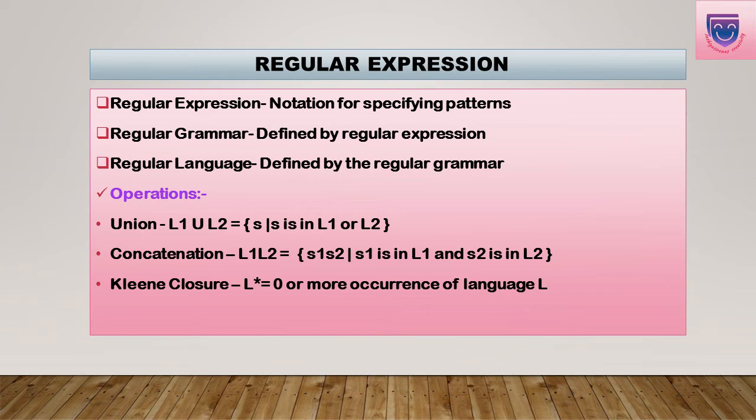The next operation is concatenation. Concatenation means, for language 1 and language 2, the resultant operation is S1 S2. The rule here is S1 is in L1 and S2 is in L2. Next, the Kleene closure. The Kleene closure means L star, language star. It means 0 or more occurrences of language L.